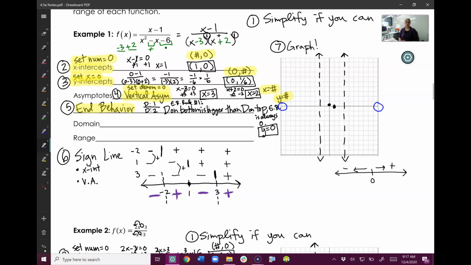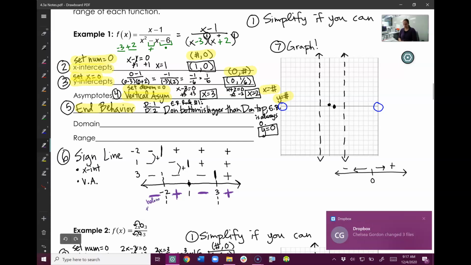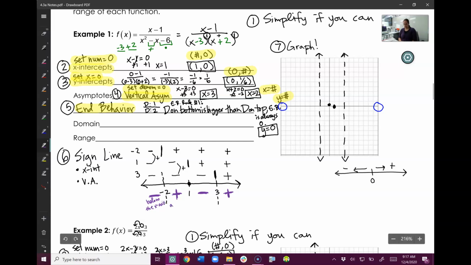So I have my sign line made, and now I need to graph it. So essentially what we're saying, when we're saying negative, negative means below the x-axis. Positive means above the x-axis.